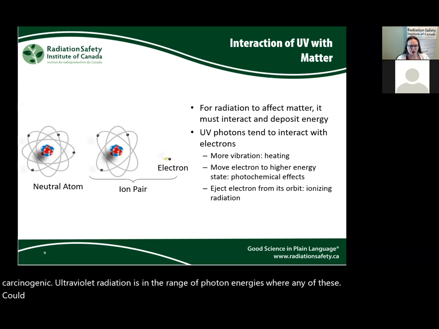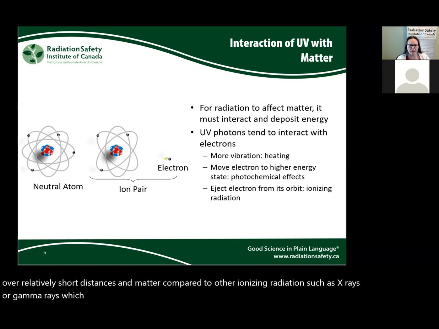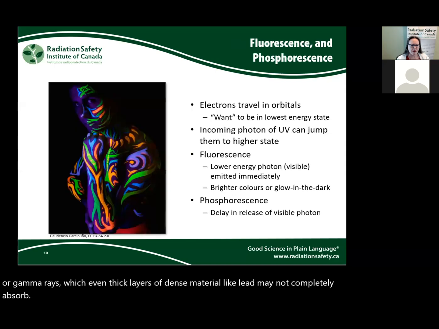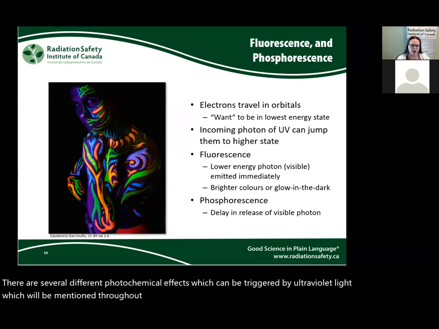Because ultraviolet readily interacts with electrons, it tends to deposit its energy over relatively short distances in matter compared to other ionizing radiation, such as X-rays or gamma rays, which even thick layers of dense material like lead may not completely absorb. There are several different photochemical effects which can be triggered by ultraviolet light, which will be mentioned throughout the presentation. Let's start with fluorescence and phosphorescence.